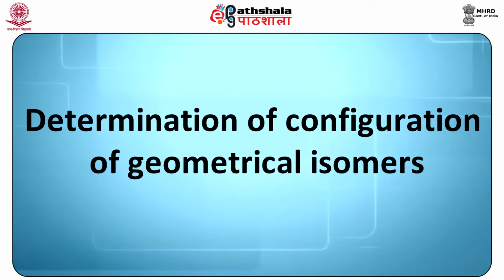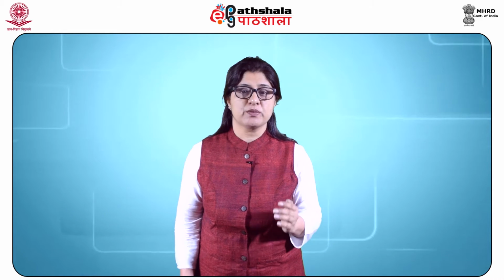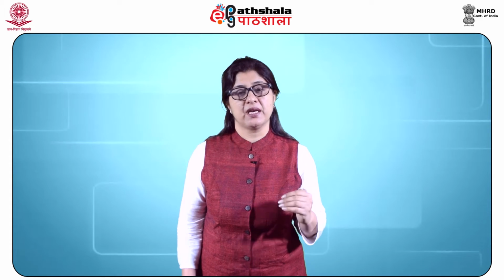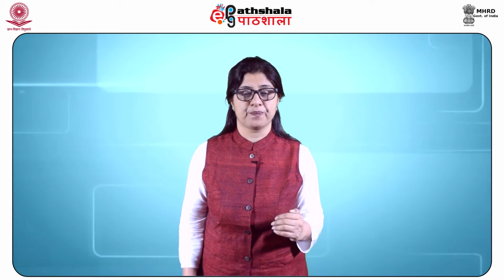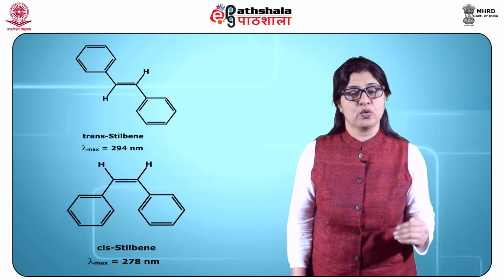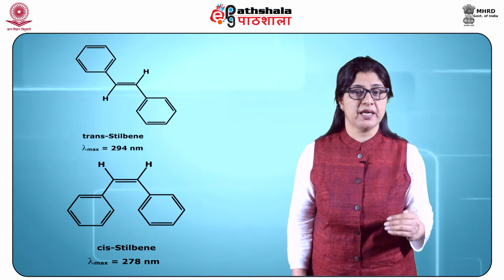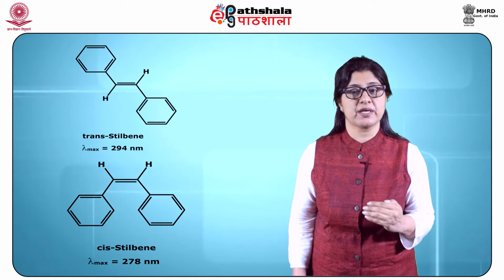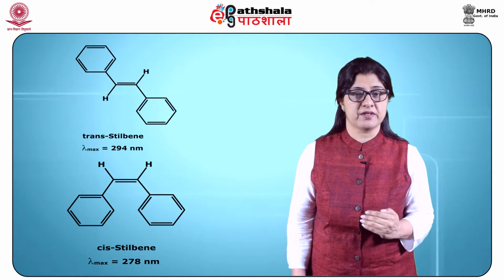Determination of configuration of geometrical isomers. In case of the geometrical isomers, the trans isomer shows the absorption maxima at a longer wavelength and also has larger molar absorptivity values as compared to the cis isomer. For example, trans-stilbene, as shown by figure 1, showed a lambda max at 294 nanometers with the molar absorptivity of 24,000, while cis-stilbene showed lambda max at 278 nanometers with the molar absorptivity of 9350.